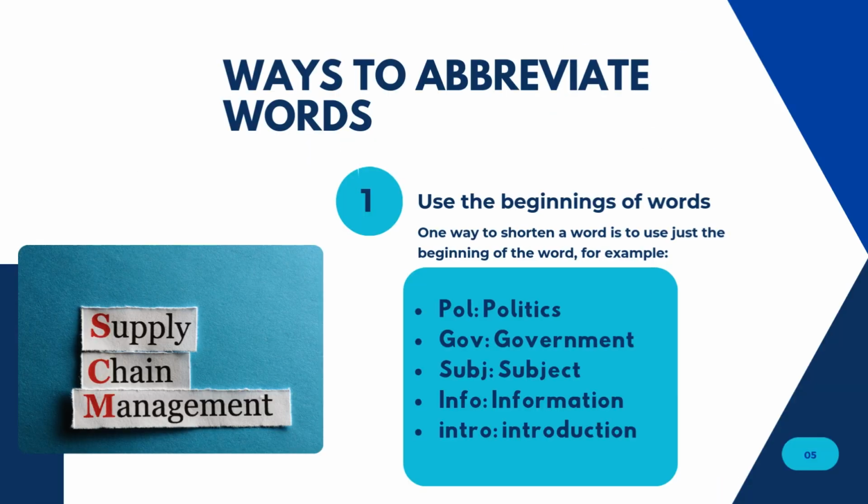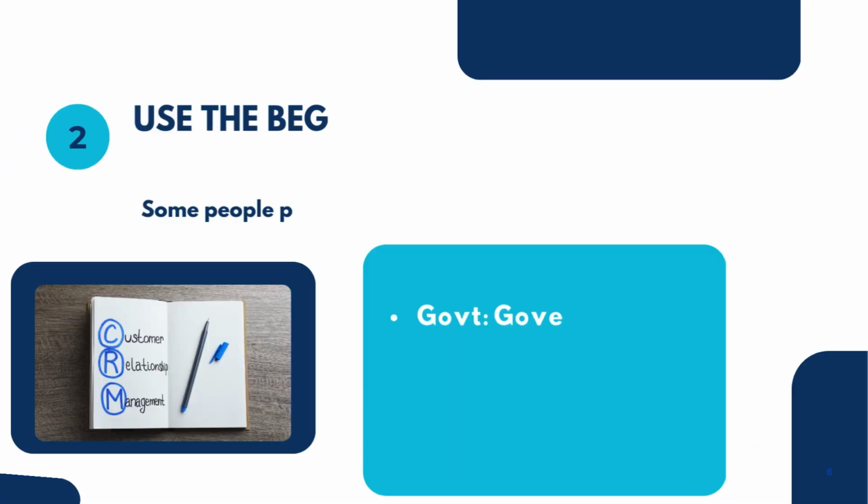So let's have a look at this slide. These are ways to abbreviate words. First is to use the beginning of the word. One way to shorten a word is to use just the beginning of the word. For example, pol for politics, gov for government, sub for subject, info for information, and also intro for introduction.